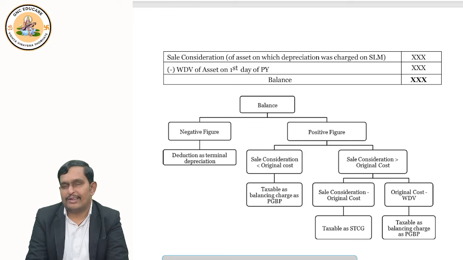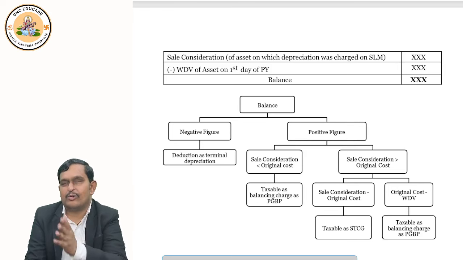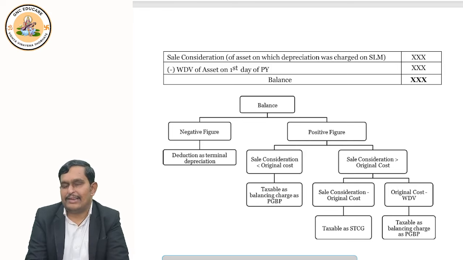But if original cost is less than sale consideration, then two components. What are they? One is short-term capital gain. How will we get it? Sale consideration minus original cost. And one is balancing charge. How will we get it? Original cost minus WDV. This way you should be able to compute the income. We'll solve the problems on paper with a lot of numbers. You will get more confidence. The chart itself is super clear to all of you.